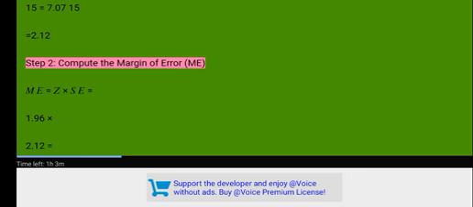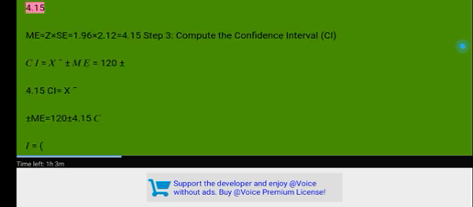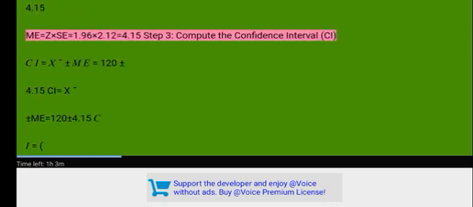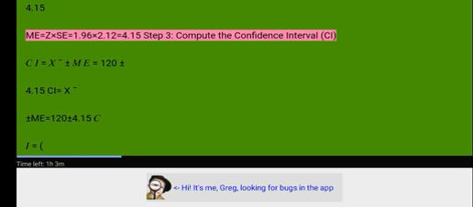Step 2, compute the margin of error, ME. ME equals z times SE equals 1.96 times 2.12 equals 4.15.